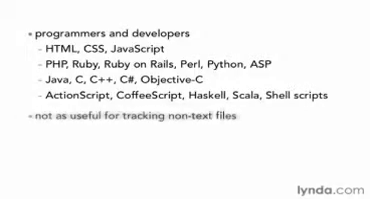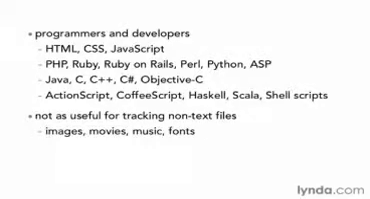Now, it's not as useful for tracking non-text files. Images, movies, music, fonts. It will keep track of each of them. It'll keep track of the fact that you made a change to an image. It'll keep both the old image and the new image in the repository, but you won't be able to see the difference between the two, the same way that you can with text. With text, it can say, oh, this bit of text on line 27 was changed from this to this. It can't really do that with these other files that are called binary files.